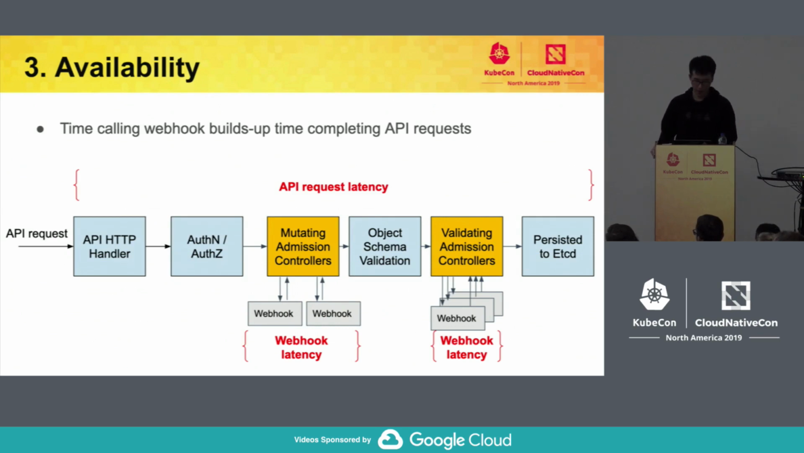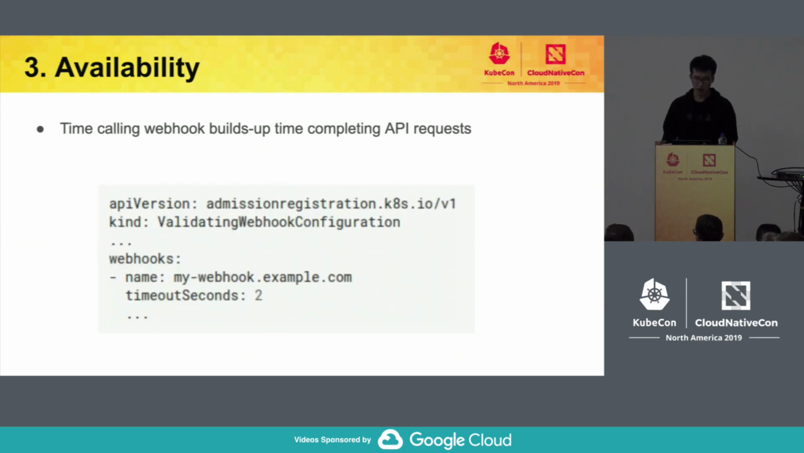Availability. It is recommended that admission webhooks should evaluate API requests as soon as possible because every webhook invocation latency adds to the total API request latency. We recommend you set a small timeout for your webhook. This example sets a 2-second timeout for my webhook. If the webhook is slow and didn't evaluate the request in 2 seconds, the API server will either reject the API request or ignore the webhook invocation failure and admit the request based on the failure policy of the webhook.